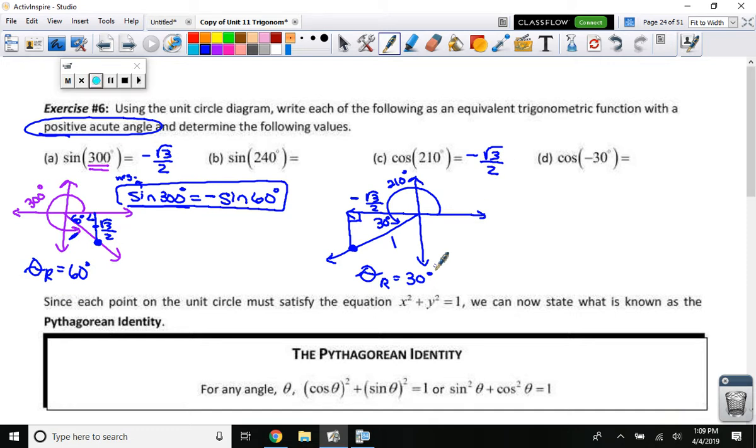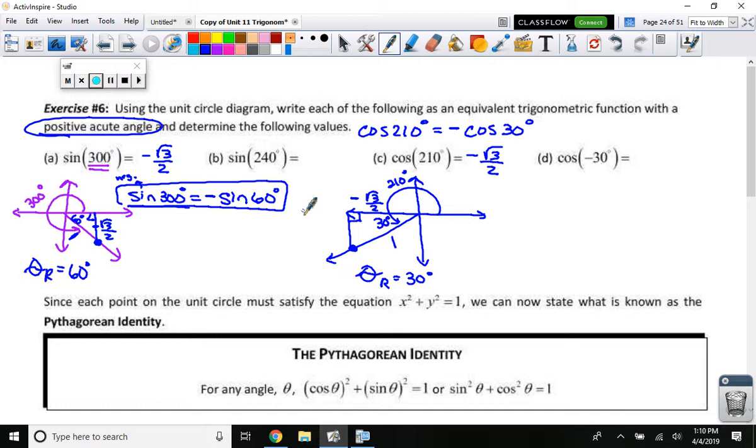How would I write this as an equivalent trig function? Well, the cosine of 210 would always be equal to the cosine of that reference angle, which is exactly what I did to figure it out. Cosine of 30 is always going to be positive because we're talking about an angle that's in quadrant 1. So I just need to figure out, do I need to adjust? The cosine of 210 should be a negative answer. So then I got to put a little negative in front of it.